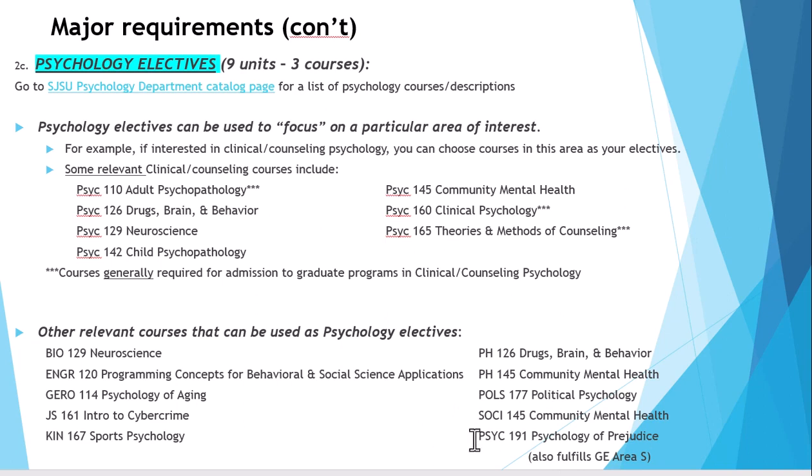So if you take Psych 191, the psychology of prejudice, it can fulfill an elective requirement within the major, but it can also fulfill the SJSU studies area S requirement. So you're going to fulfill 2 requirements with just that one class. Okay? Again, you know, for a complete list of our psychology courses and the descriptions for those courses, please visit our catalog page and you'll find all of that information there.